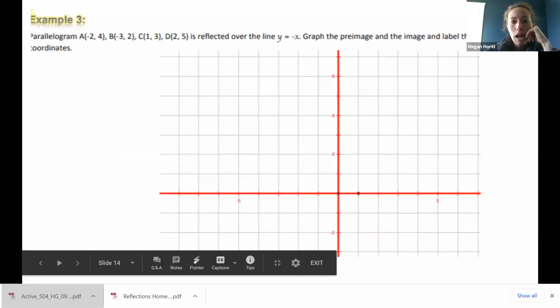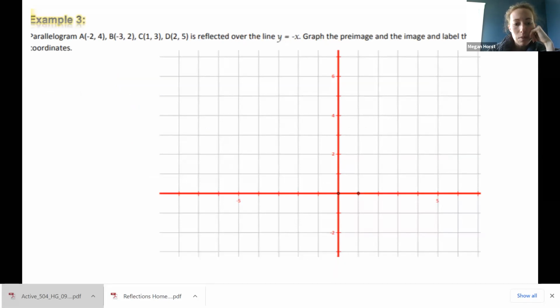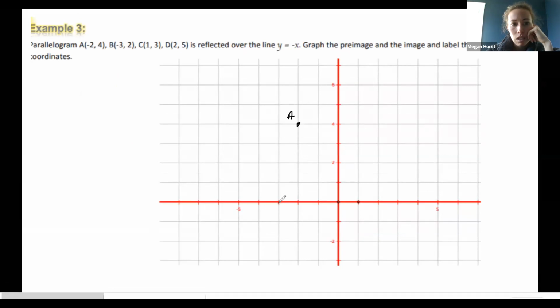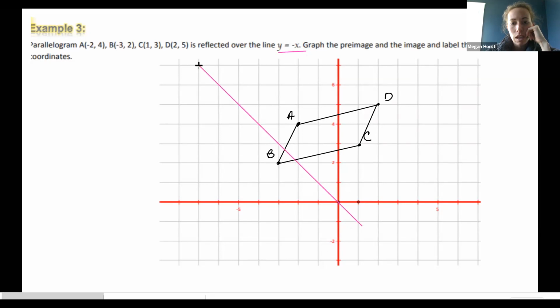All right, so now we're graphing over the line y equals negative x. So let's start by graphing this quadrilateral. So go ahead and plot those points. And then after you have that drawn, go ahead and draw your line of reflection as well, which is y equals negative x. So again, that goes through your origin and then has a slope of -1. So this is the line y equals negative x.